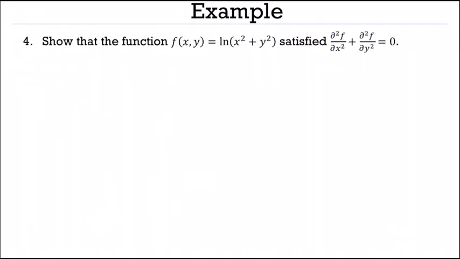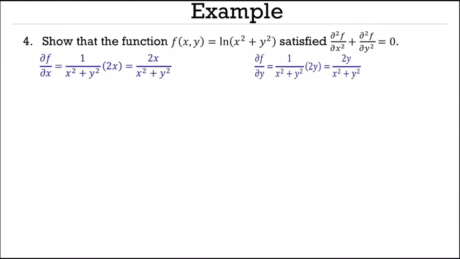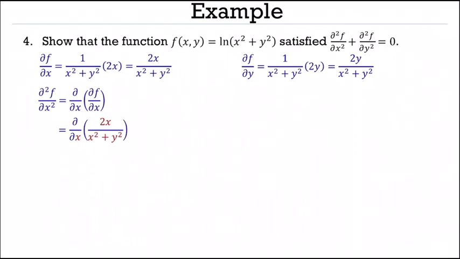This question is a proving question which involves natural logarithms. As usual, we find the first order partial derivative first. For natural logarithm, we write 1 over x squared plus y squared, then multiply by the partial derivative of the denominator, one with respect to x and the other one with respect to y. Then find the second order partial derivative, where we have to use the quotient rule.